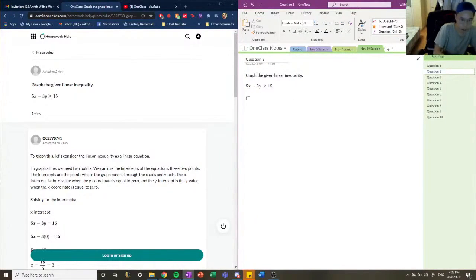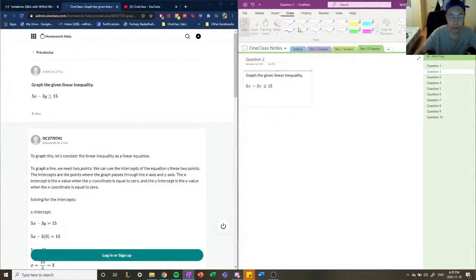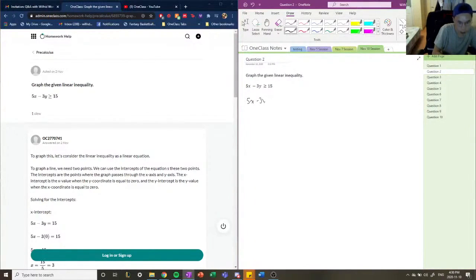Let's say that we have 5x minus 3y equals 15. This is the standard form of a line equation. We're going to convert it into a more interpretable format. So we're going to isolate y on one side and move everything else to the other side. So y equals 5 over 3x plus 15. Okay, cool. So now we're going to graph this.